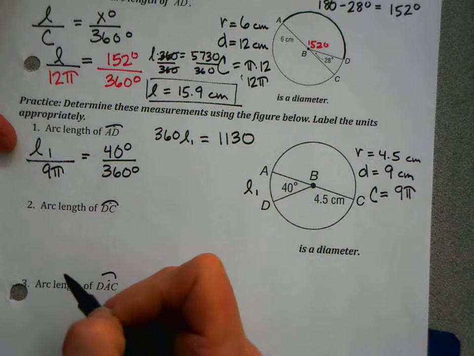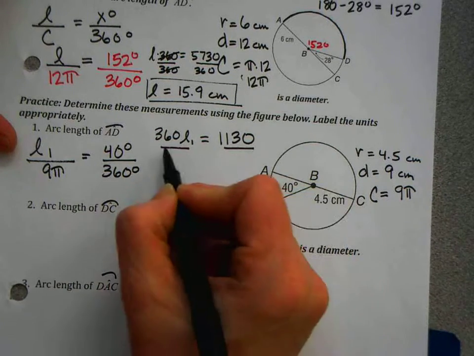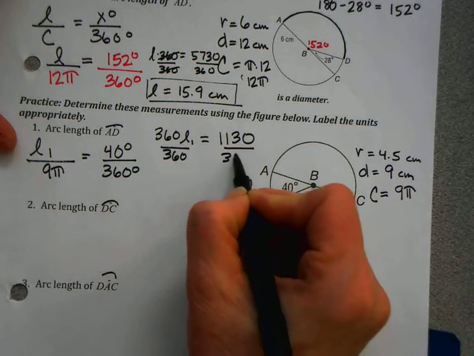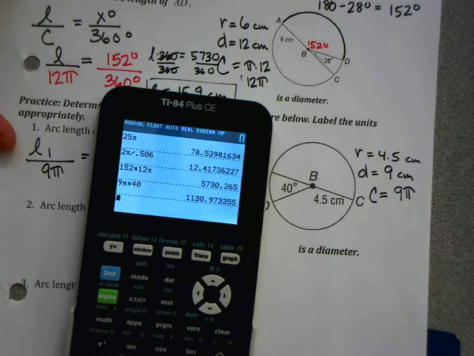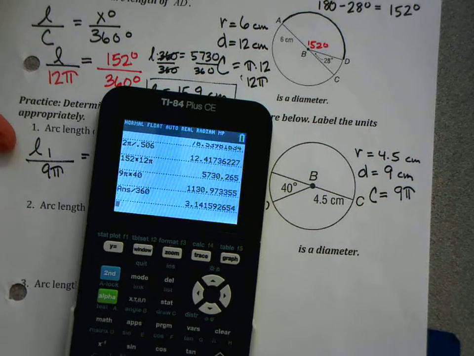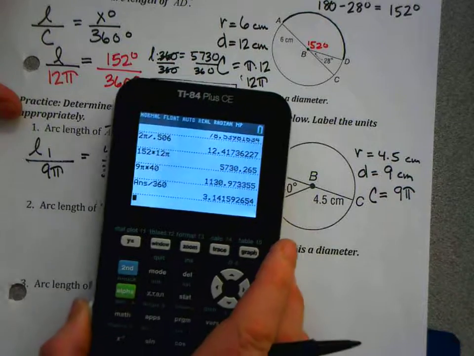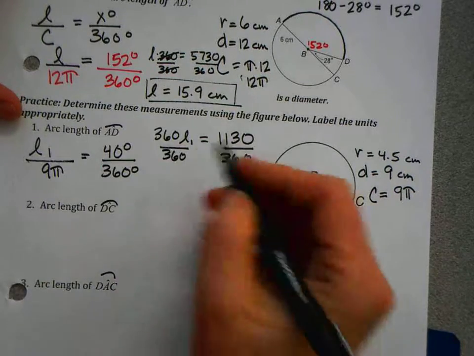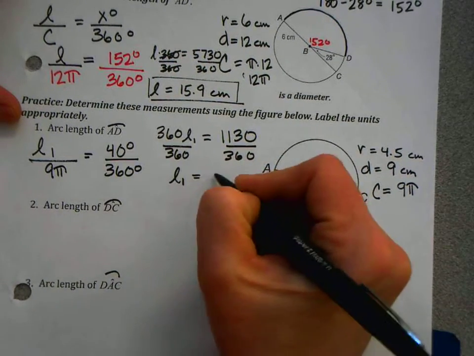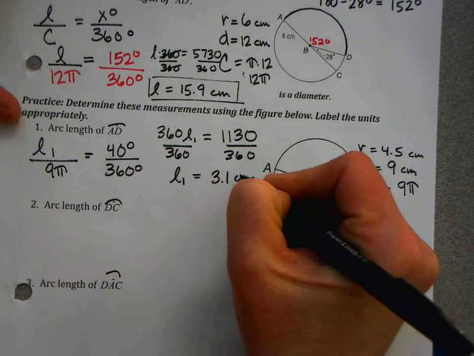Now, that's what I have. And now I'm going to divide both sides by 360. On my calculator, I divide by 360 and I get 3.1 centimeters. Length 1 equals 3.1 centimeters.